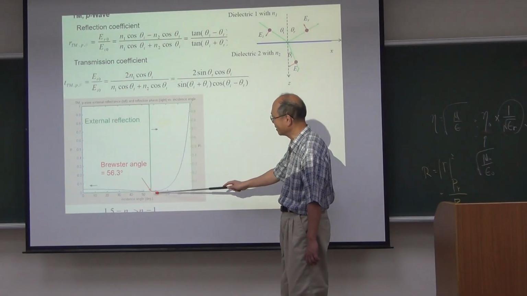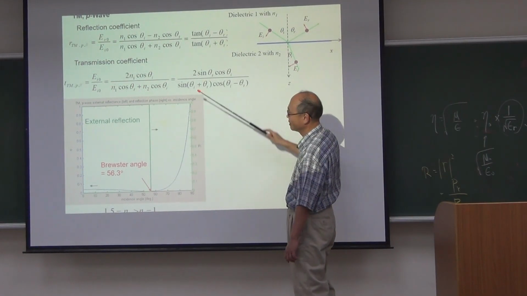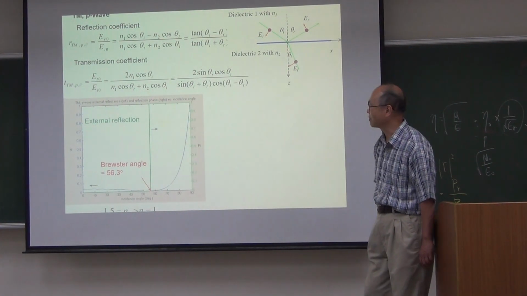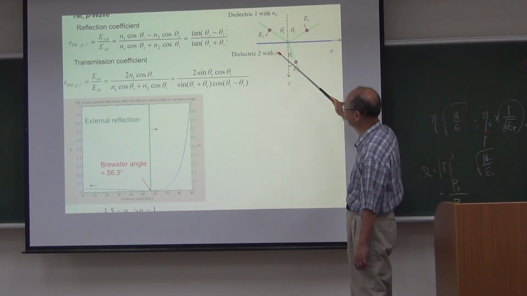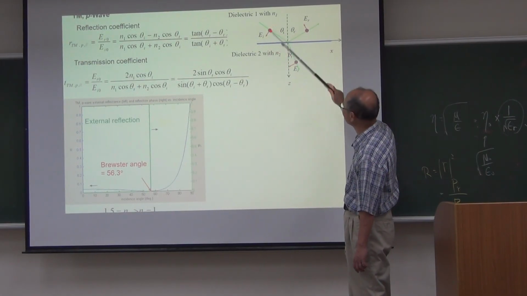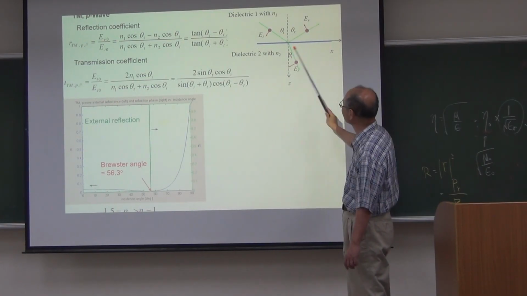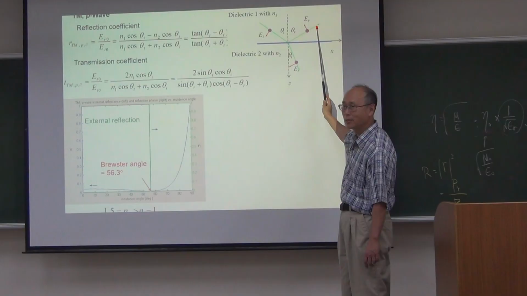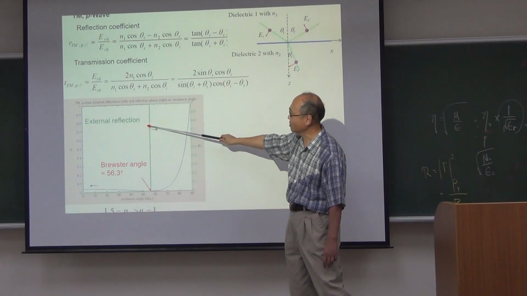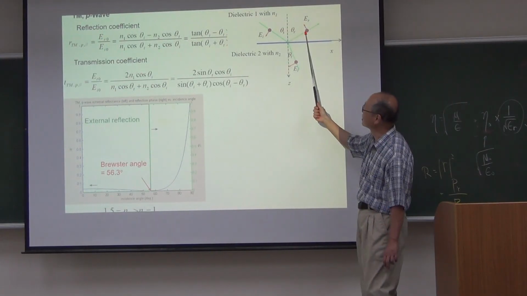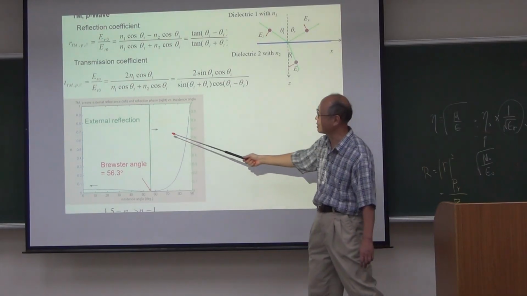And then if you increase the incident angle, the reflection shoots up. And this is why I call it external reflection. The refractive index here, N2, is larger than N1. So you can consider this is a piece of glass and this is the air. From air to glass, we call this external reflection. From a low refractive index material to a high refractive index material, we call this external reflection.